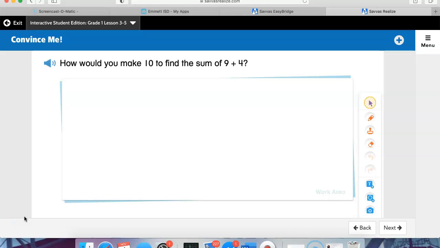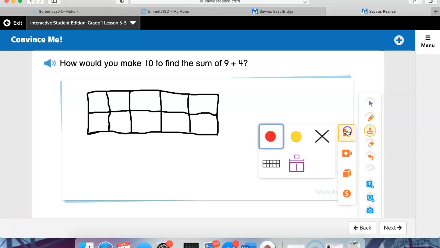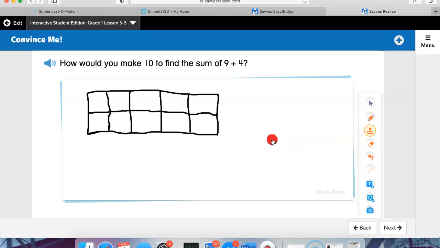For our Convince Me section of our workbook on page 126, it says, how would you make 10 to find the sum of 9 plus 4? So Mrs. Collier just went ahead and made a quick 10 frame for the screen because I wanted to show you how we could make 10 to find the sum of 9 plus 4. So let's see. If I had 1, 2, 3, 4, 5, 6, 7, 8, 9.